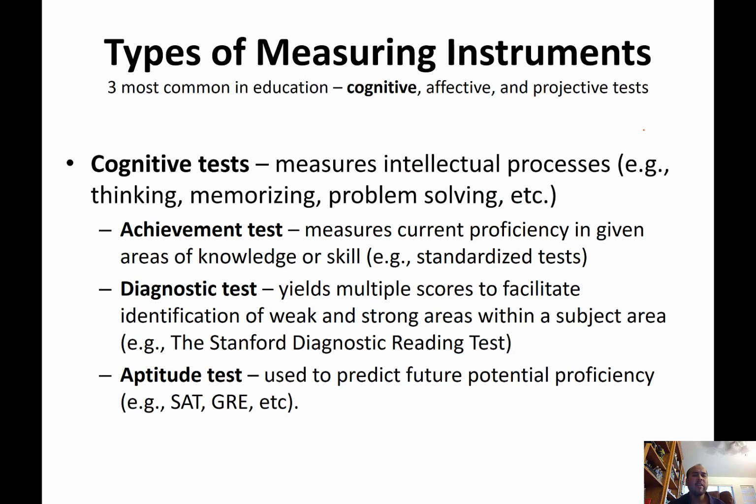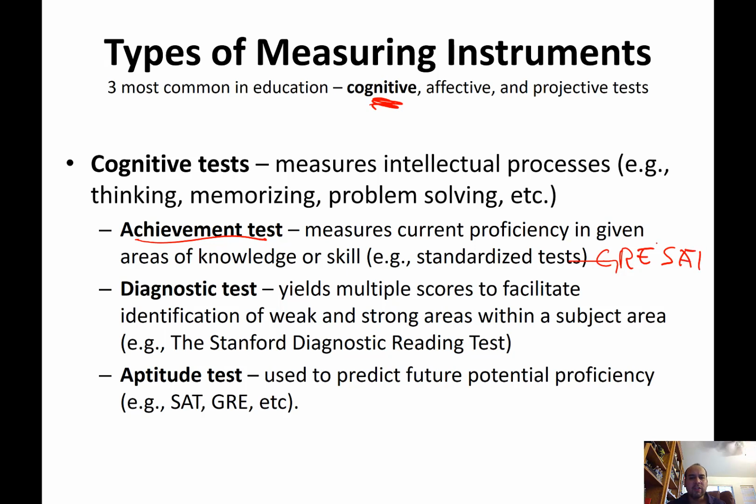Three most common types of measurements in education, okay? The first one is cognitive, okay? Cognitive tests measure things like intelligence, constructs. Remember we talked about constructs earlier? This is what we're trying to measure. And the way to do that, you have achievement tests, such as the GRE, right? The GRE, the SAT.